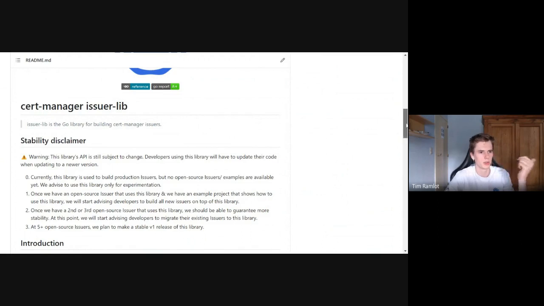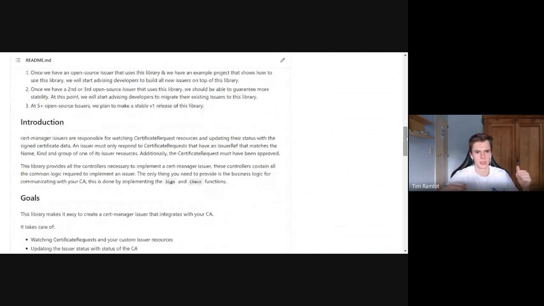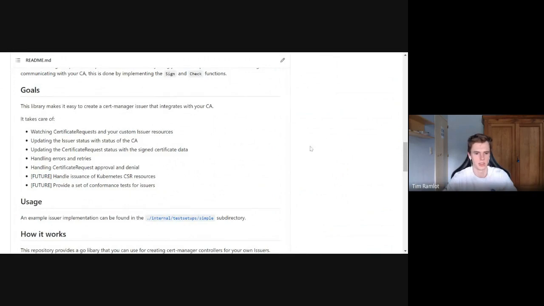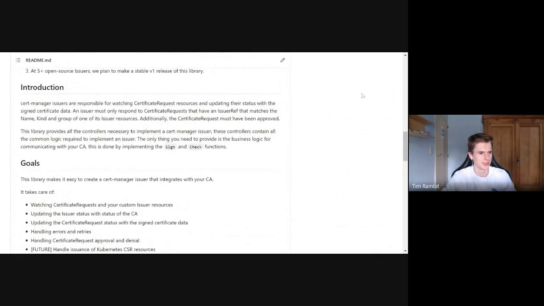But the idea is we want to make it easy to create issuers, and also make these issuers better, honestly. One thing that was added recently is support for Kubernetes CSRs. So you can now also sign Kubernetes CSRs using an issuer, so you don't just need to always sign cert-manager certificate requests. That's a bit of background, maybe just a bit of marketing here. But the thing I want to talk about is conformance tests.